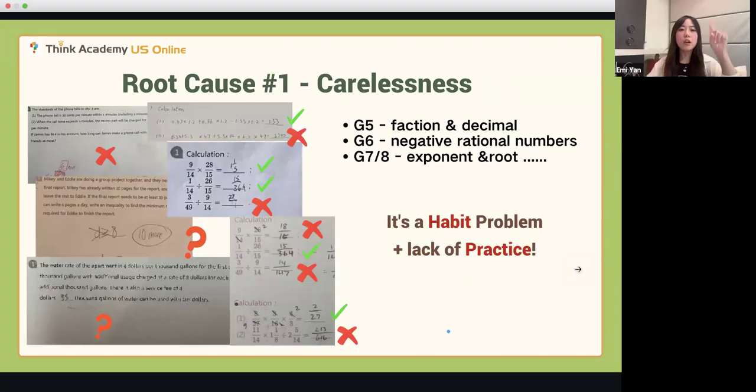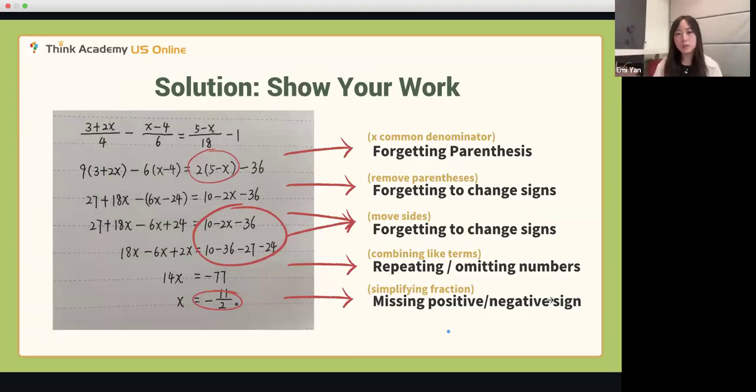All right. So root cause number one, carelessness. In grade 5, we learned about fractions and decimals, in grade 6, negative rational numbers, and in grade 7, exponents and roots. When you still get the calculation wrong, it's going to be a habit problem, or maybe a lack of practice. So this time you're going to form a better habit when you calculate the numbers. For example, here you're going to take a lot of notes when you do the calculations. And maybe practice makes perfect, right? Practice more calculations.